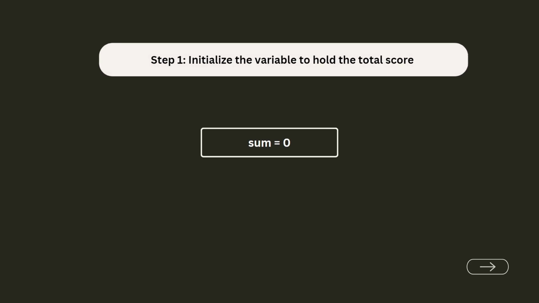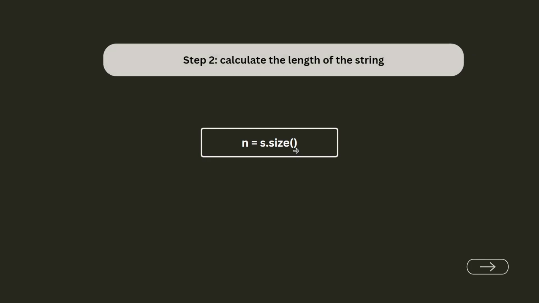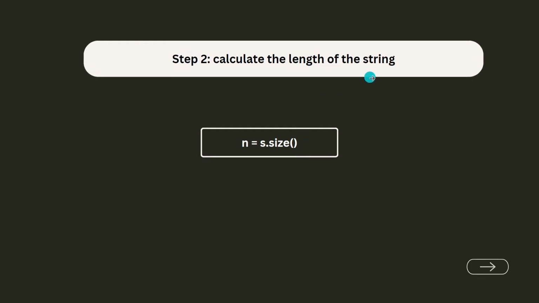Okay, so what will be our first step? Our first step will be initializing a variable so that we can hold the total score. So here I have taken this variable as sum and initialized it with a 0 value. And then my second step will be to calculate the length of the string so that I can use it later when I require it. I have calculated the length by using the pre-built function, that is size.